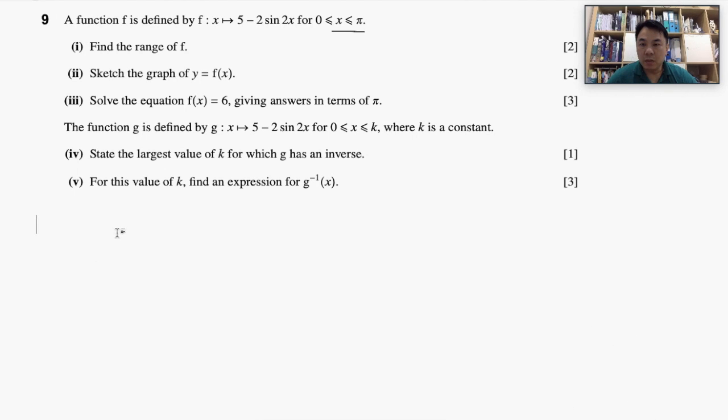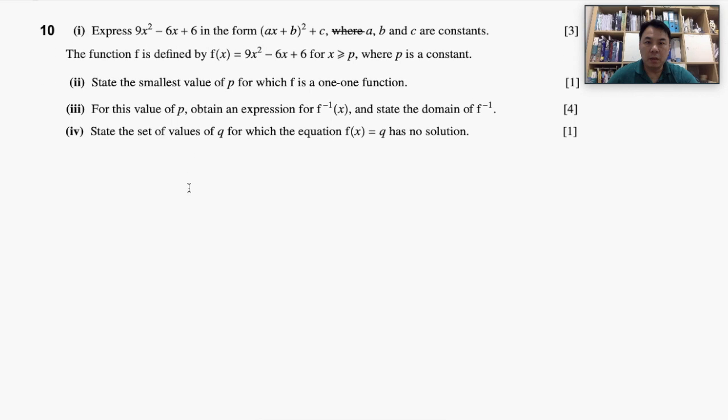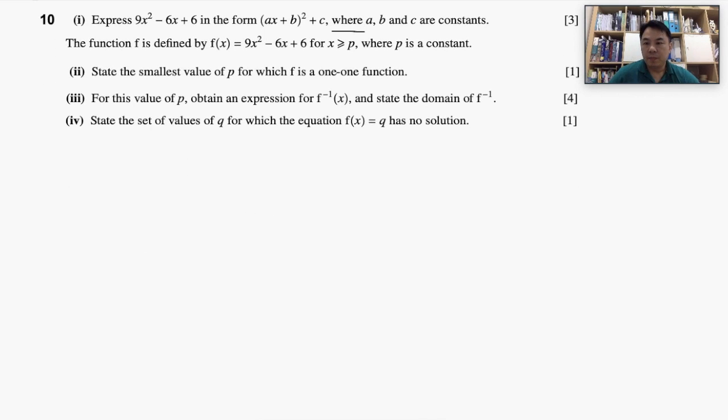Okay, hold on, just let me check one more time. Okay, done. So 10, we are done. We're going to go to 10 now. Alright, 10. Okay, I forgot to erase this.